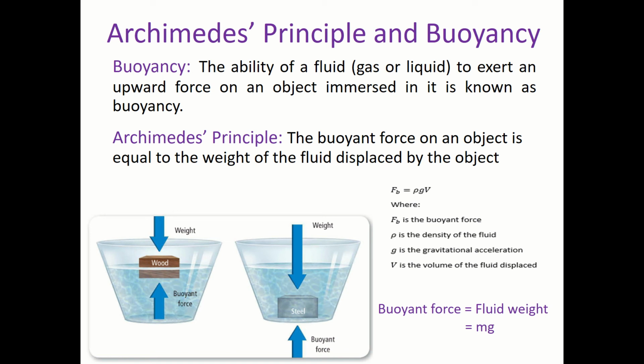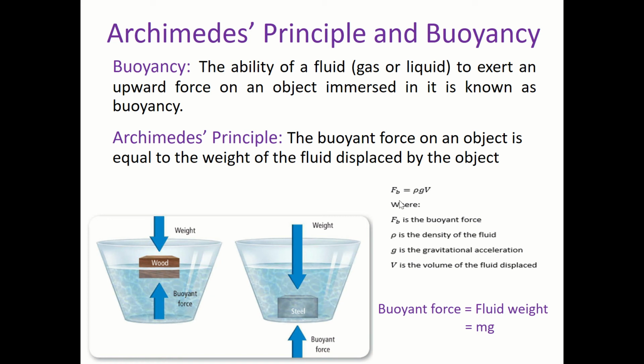If you say the steel has a higher buoyant force, then your answer is not correct. Also, if you say that the wood has a higher buoyant force, your answer is also not correct. The buoyant force for the wood and for the steel is exactly the same. You may be surprised. How come they are exactly the same? Remember I told you that both blocks are totally immersed inside the fluid. Why is it exactly the same?